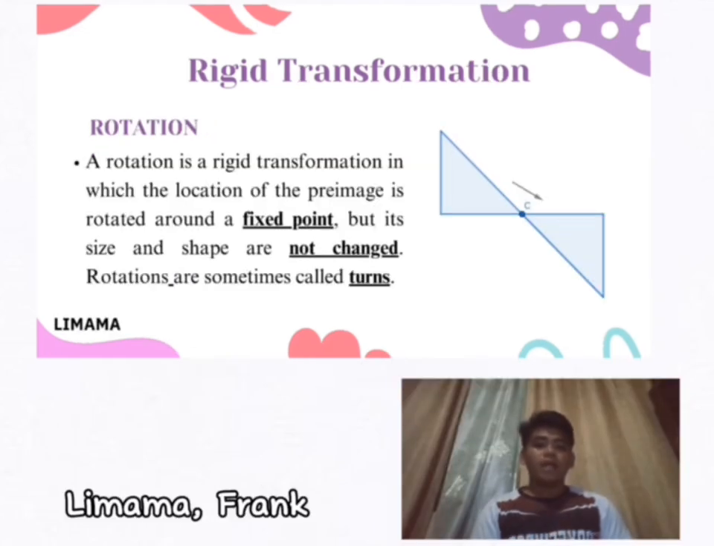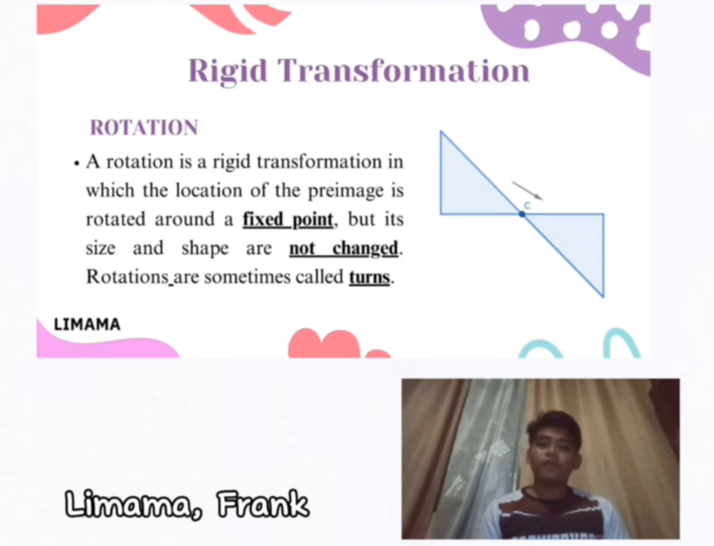Now, I will talk about the rotation in rigid transformation. A rotation is a rigid transformation in which the location of the pre-image is rotated around a fixed point, but its size and shape are not changed. Rotations are sometimes called turns.